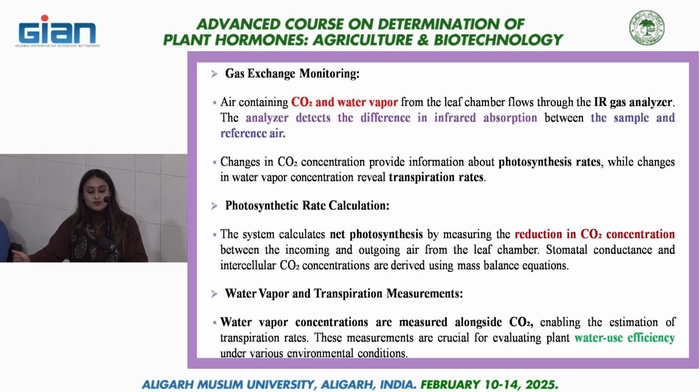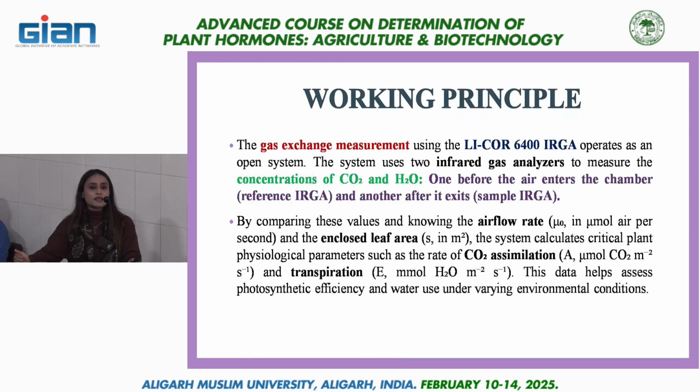So moving ahead, the next one is photosynthetic rate calculation. Basically, this system helps to measure net photosynthesis. It can be measured by using the reduction in CO2 concentration between the incoming and outgoing air from the leaf chamber. As you can see, air in and air out can be measured, and we can easily measure net photosynthetic rate, internal CO2 concentration, stomatal conductance and transpiration rate.